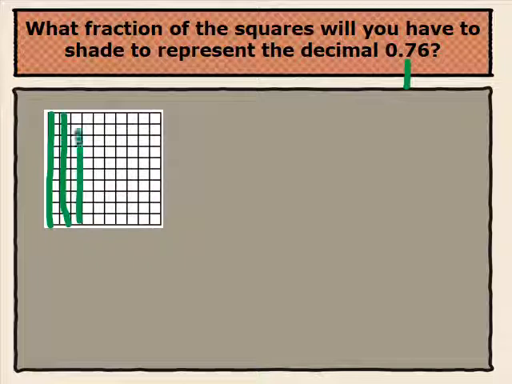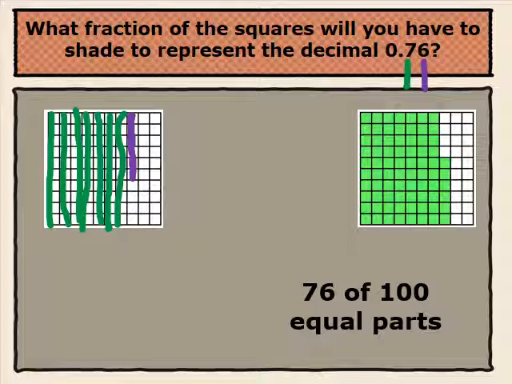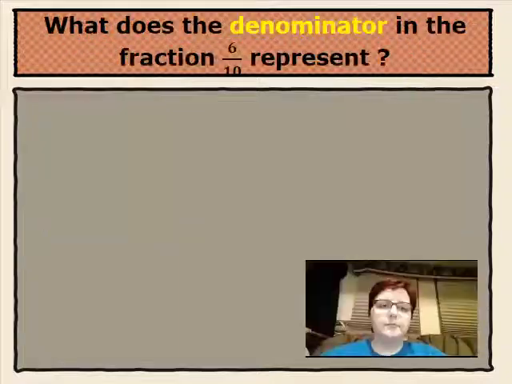1, 2, 3, 4, 5, 6, 7. And we know that the second number is 6/100ths, or 6 small pieces. So we shade in 1, 2, 3, 4, 5, 6 pieces. That gives us 76 of 100 equal parts that must be shaded in to represent the decimal 76/100ths.